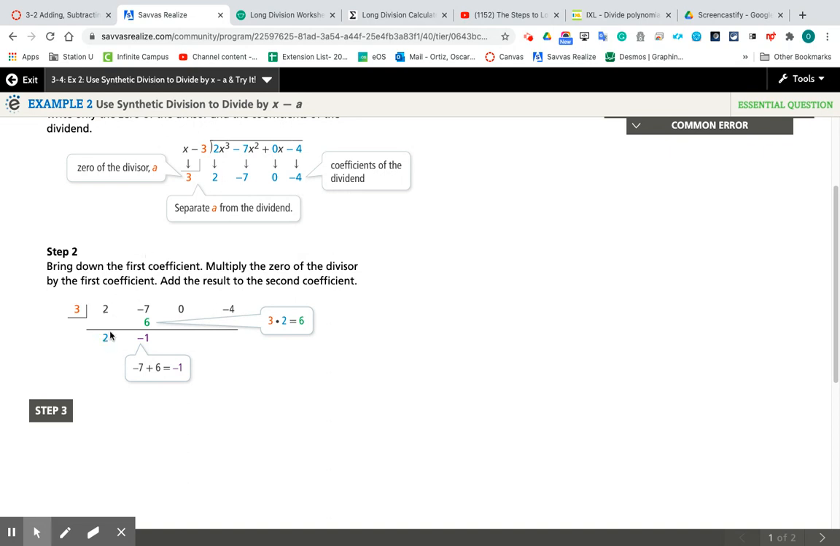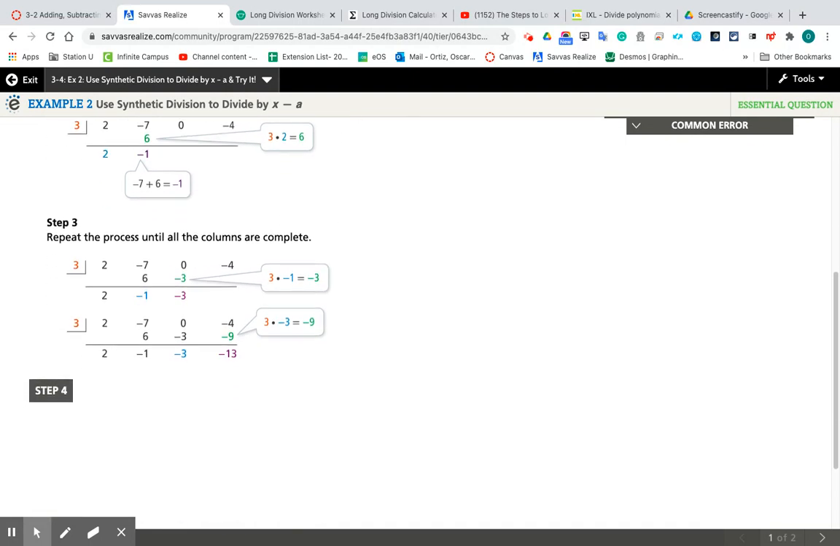But then you bring down this first coefficient and you start multiplying. So 3 times 2, that equals 6. And then you combine those two: -7 plus 6 equals -1. And you continue doing 3 times -1, and the answer is -3. And then -3 plus 0 is -3. So you always add the numbers in the column.